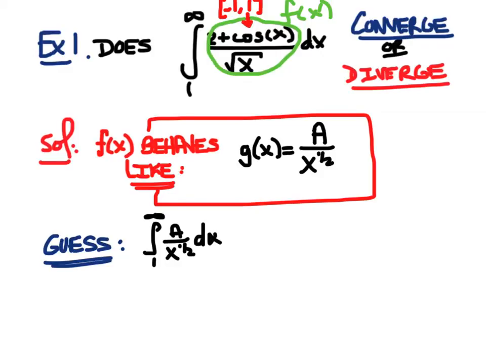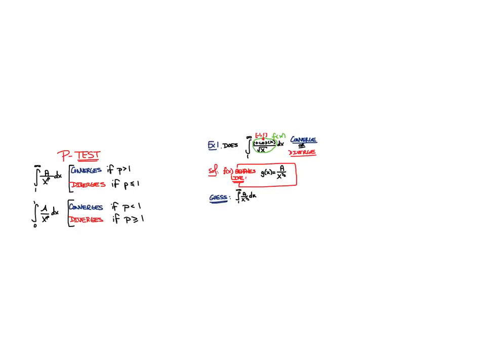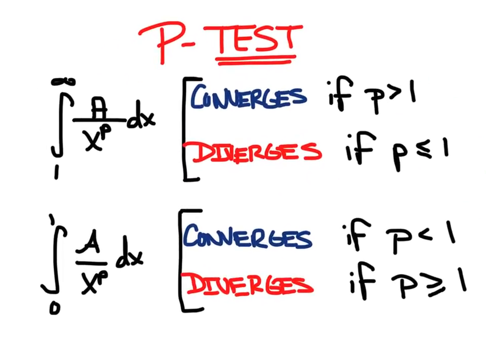Now this is a very simple integral that we learned in the previous section, and it involves what we call the p-test. So let's review the p-test for a second. What the p-test says is if you have an integral from 1 to infinity of a over x to the p, this will converge if p is bigger than 1. So if the denominator is, say, x squared or x to the third, then we're going to have a convergent integral here. However, it diverges if p is less than or equal to 1. So this is the situation that we're in right here because the limits are 1 to infinity.